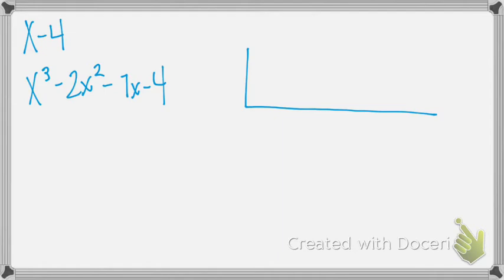So you are listing your coefficients. So what number is in front of the x cubed? 1. All you're writing is a 1. What number is in front of the x squared? -2. Make sure you keep your sign. What number is in front of the x? -7. And what number is the constant? -4.